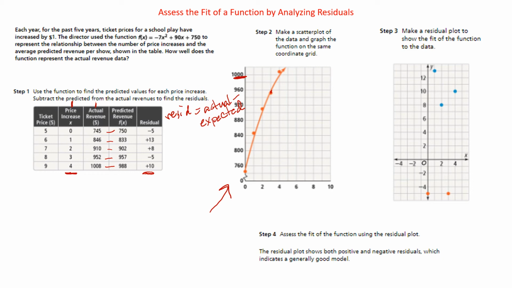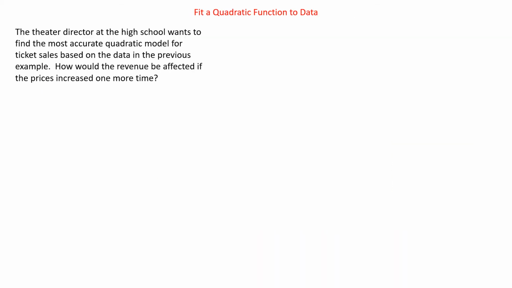Now, how do we find this? Like the teacher just is using this function. Well, this function didn't come out of nowhere. I mean, it fits pretty well, but where'd that function come from? Well, now that's what we're going to see here. We're going to fit a quadratic function to the data. So the theater director at the high school wants to get the most accurate quadratic model for the sales based on that previous example. How would the revenue be affected if the price is increased one more time?